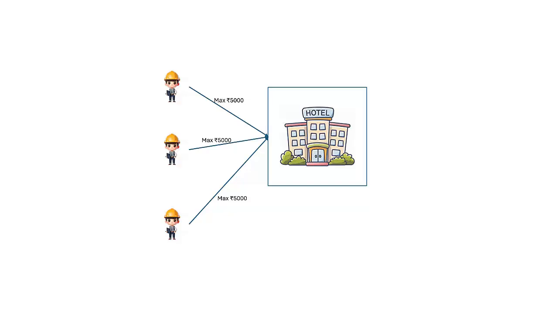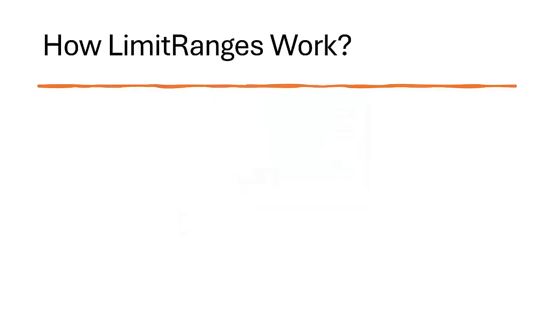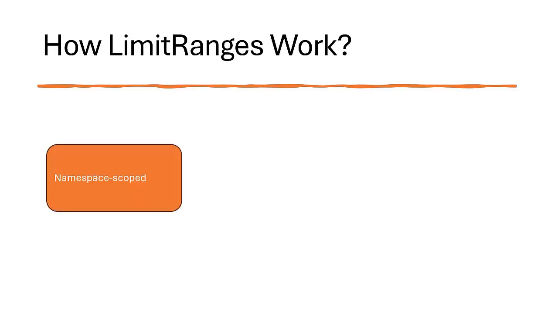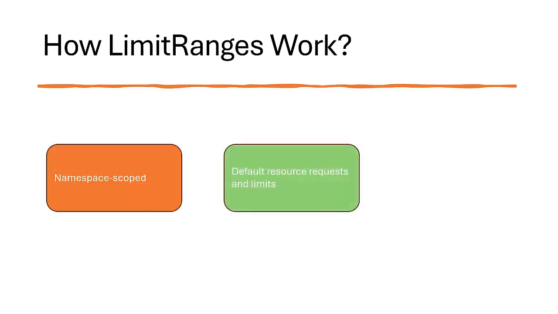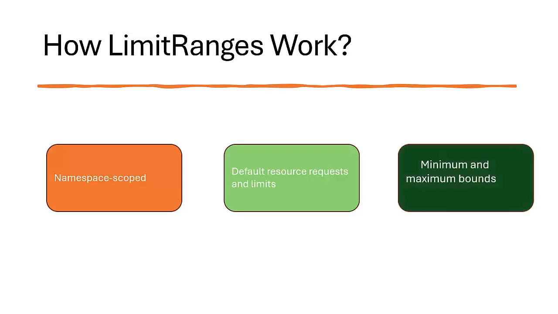So basically, how do LimitRanges work? LimitRanges are namespace scoped. You can set default resource requests or limits and minimum and maximum bounds. Kubernetes will apply these defaults automatically if a pod doesn't define them. This is perfectly complementary to resource quota, which enforces total namespace usage. Now that we understand what LimitRanges are and how they work, let's see it in action.